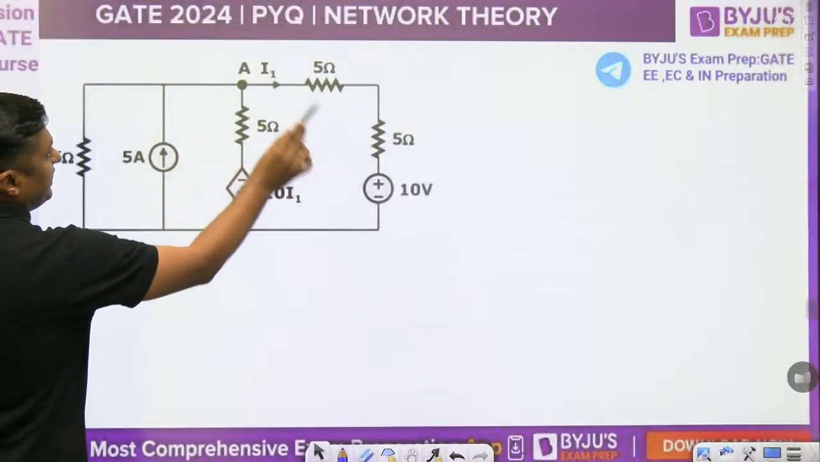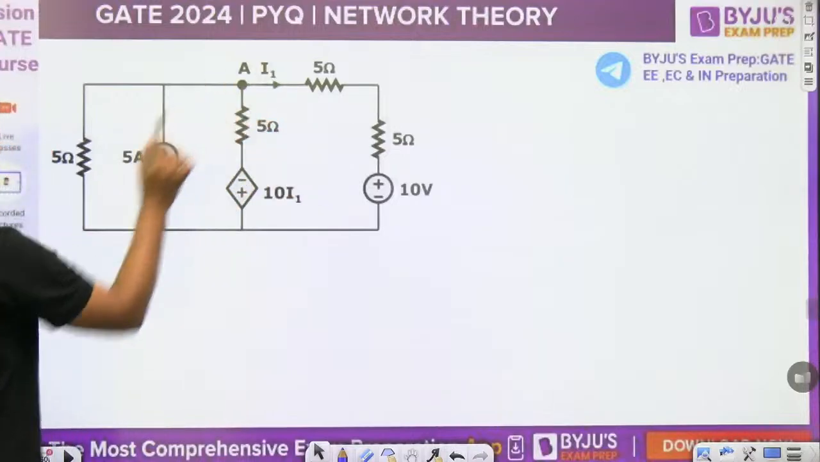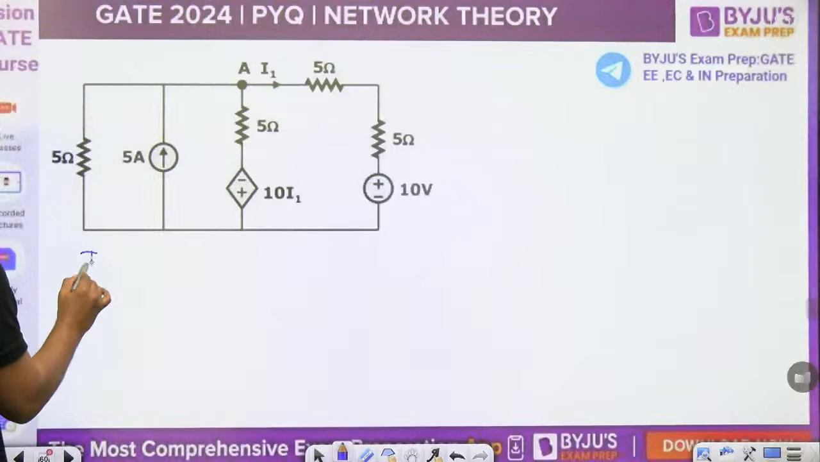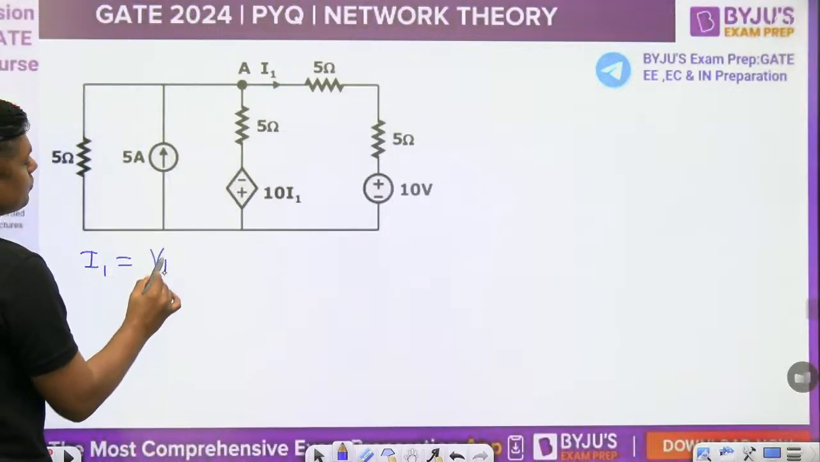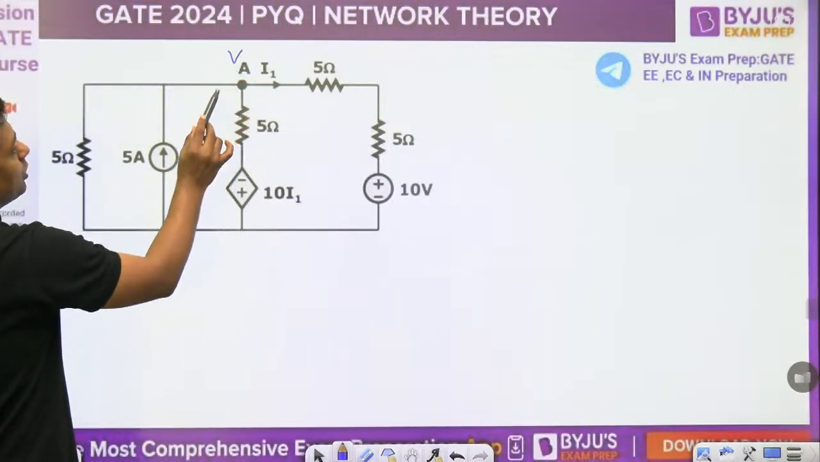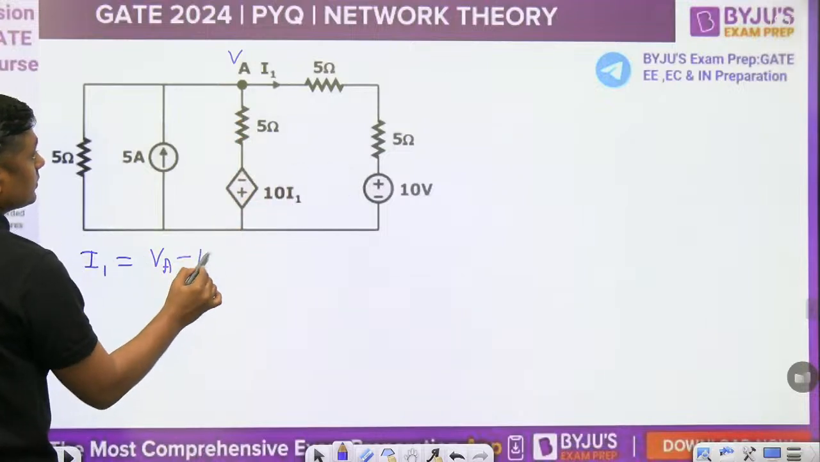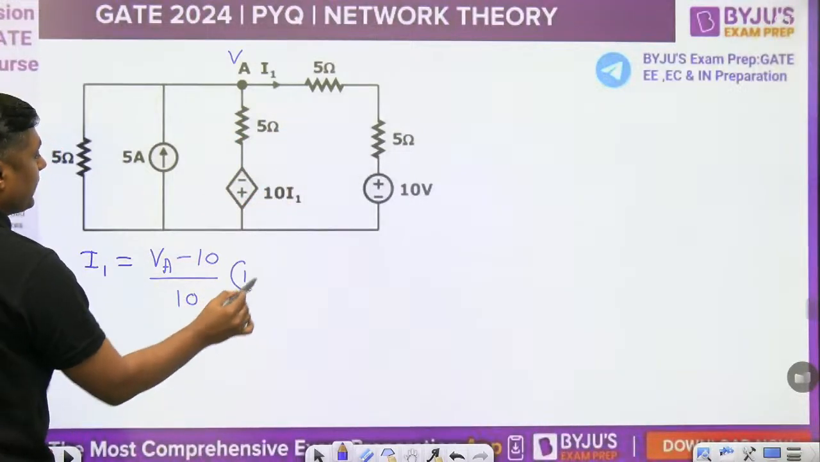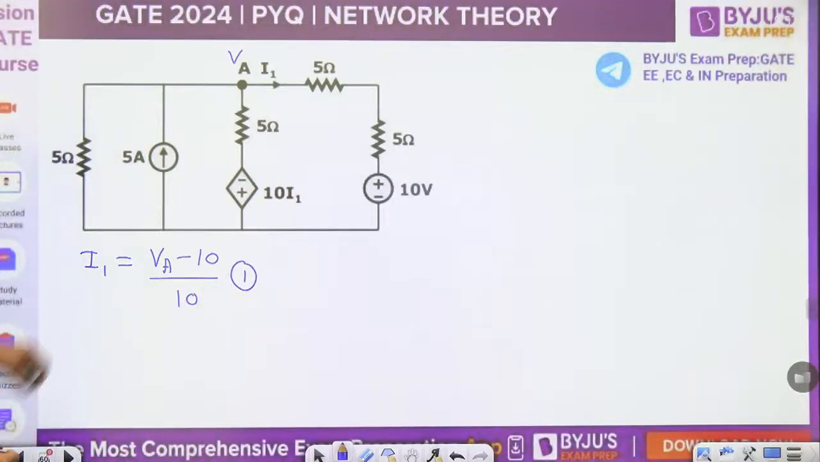VA minus 10 divided by 10. 5 plus 5, 10. It is the value of I1. What is I1 equal to? Let this voltage be VA, node voltage, minus 10, divided by 10. 5 plus 5, 10. This is the value of I1. Okay. Now you can write the KCL.